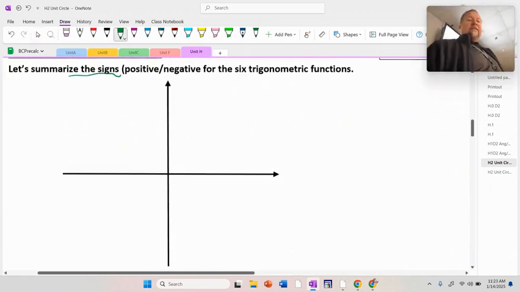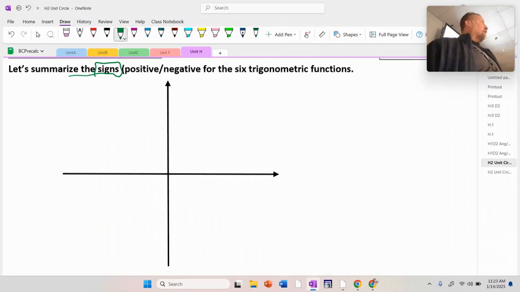Okay, but here's the dealio. Look, let's summarize the signs. This is going to be a little acronym. Okay, the little acronym, is that an acronym or no? What's NASA? What's that called? I know what NASA is, but what's that called? It's an acronym.